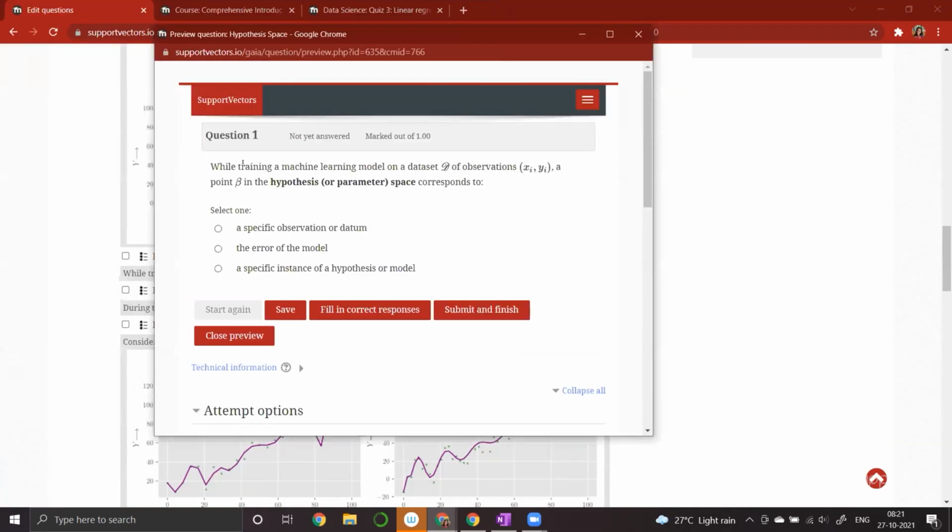While training a machine learning model on a data set D of observations xi, yi, a point beta in the hypothesis or parameter space corresponds to, yes, a specific observation or datum that is on the data space. Error of the model, it's the curve. It's the hyperboloid surface, but that is on top of the hypothesis space. A specific instance of a hypothesis or model. So this is the right answer.